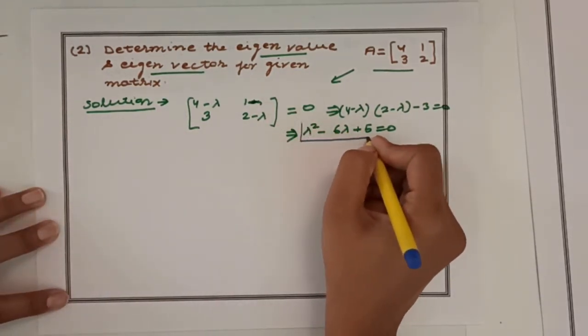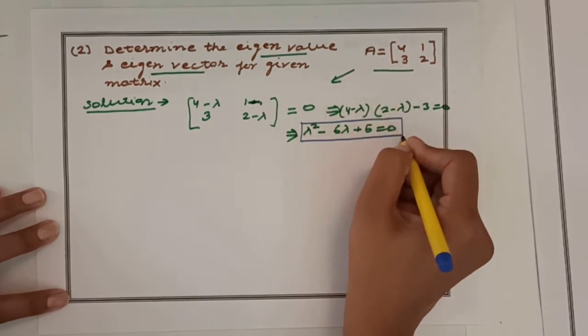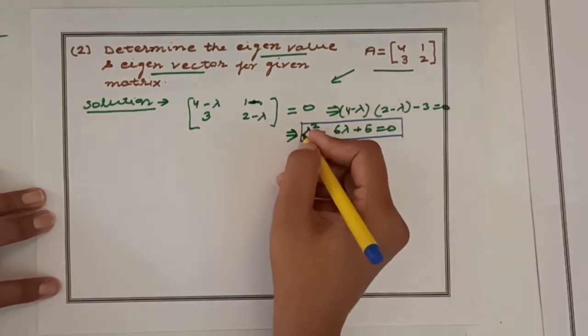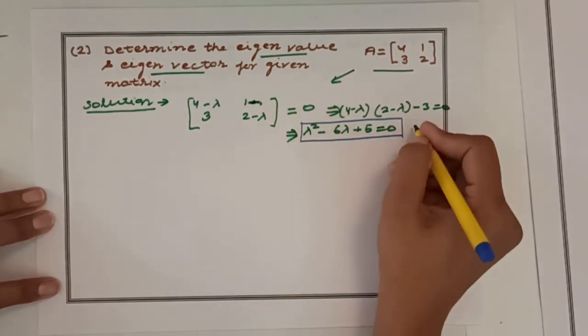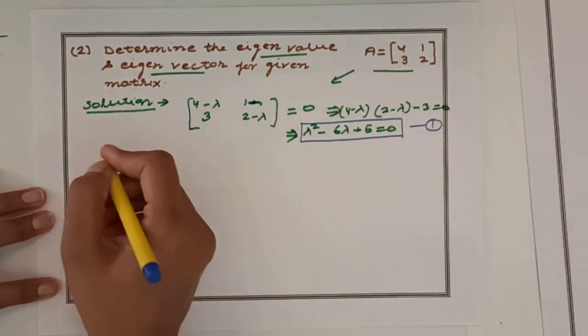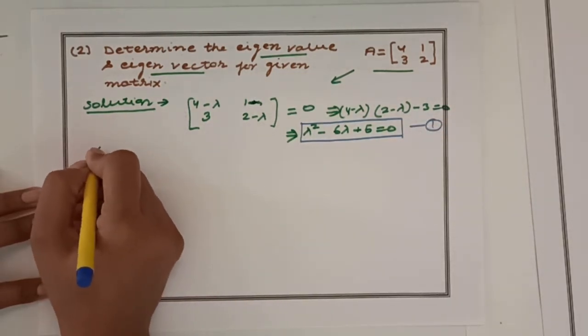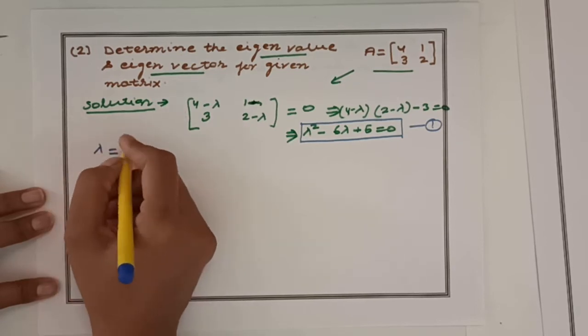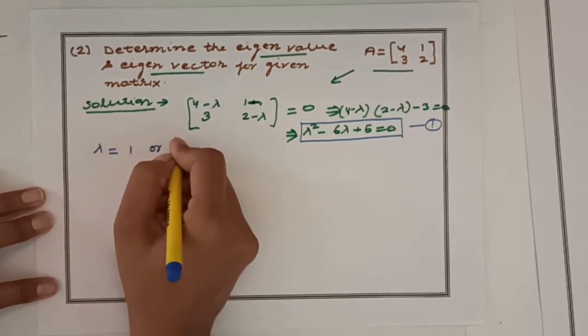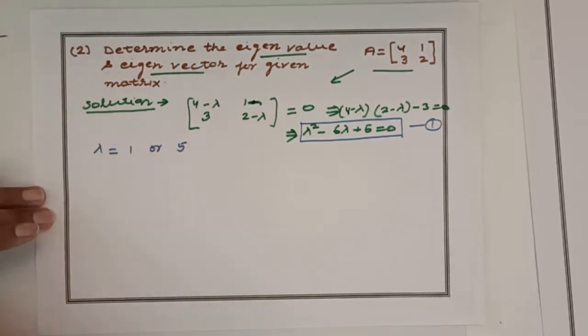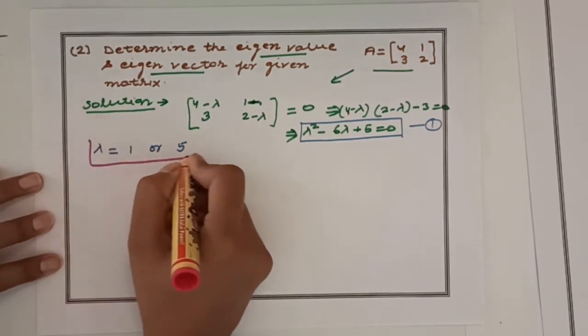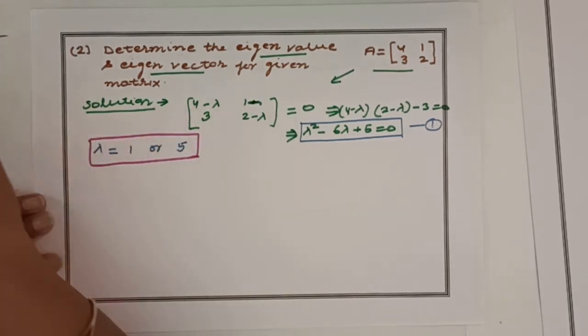Now to obtain the value of lambda you need to simplify it. When you simplify this equation number 1, you will be getting two values of lambda, which is 1 or 5. Lambda is 1 or lambda is 5.